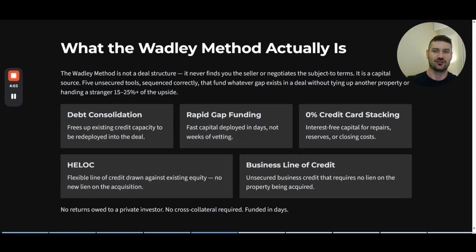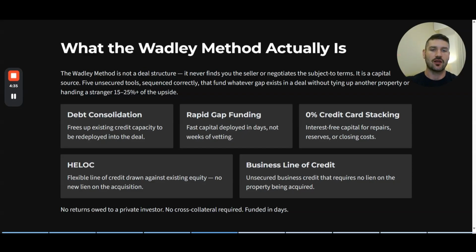Debt consolidation. It frees up existing credit capacity to redeploy it into the deal, as well as cash flow and boosting your FICO score. It's the biggest lever you can pull to jump your FICO 40 to 80 points in a single round. Then we've got rapid gap funding, fast capital deployed in days, not weeks of vetting. 0% credit card stacking layers in third, interest-free capital for repairs, reserves, closing costs, whatever you need. You can always liquidate cards as well via plastic.com.